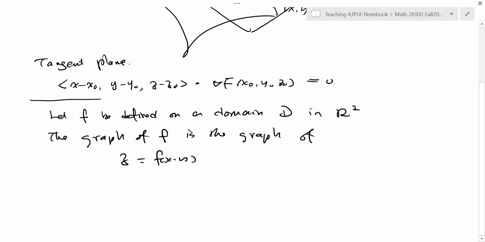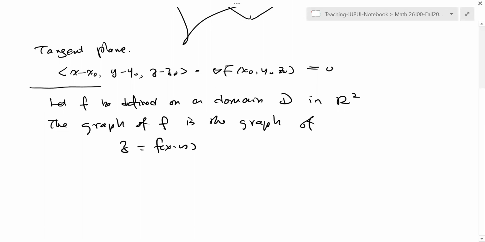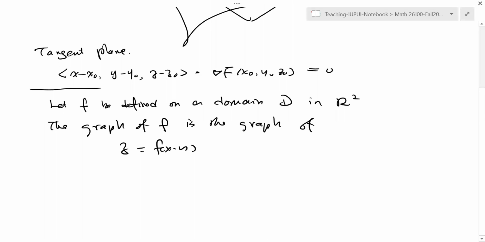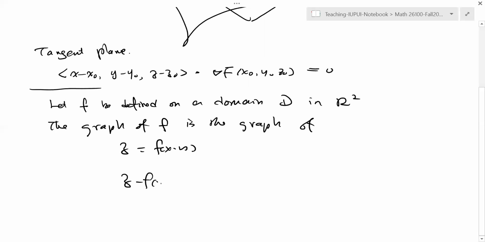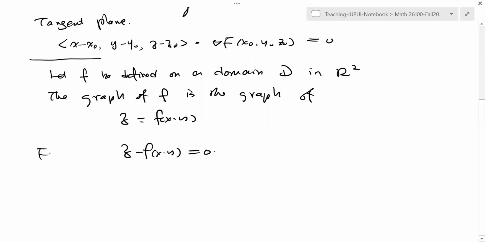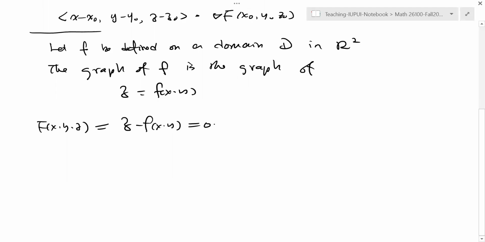And this is a graph, right? You can also change it to z minus f of x, y equals 0. It doesn't matter which one is first. Okay, it's the same. So this is my capital F of x, y, z. So what is the gradient of this function?